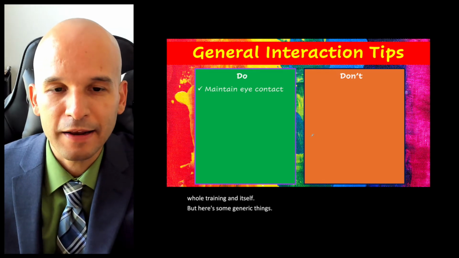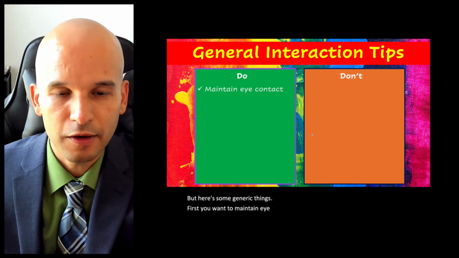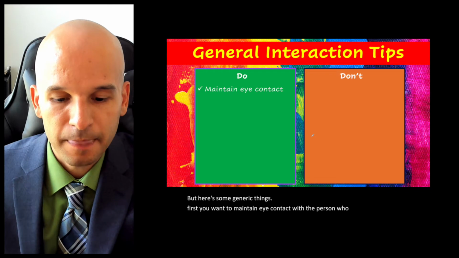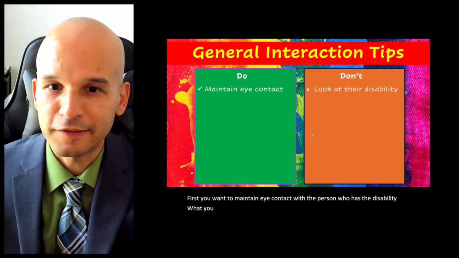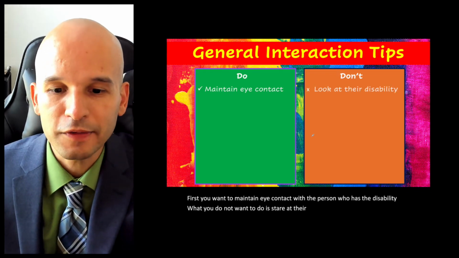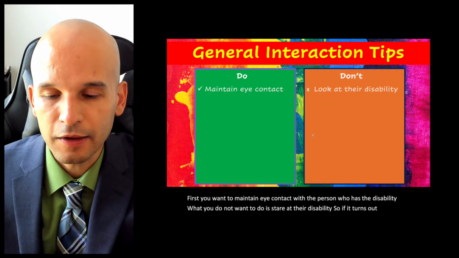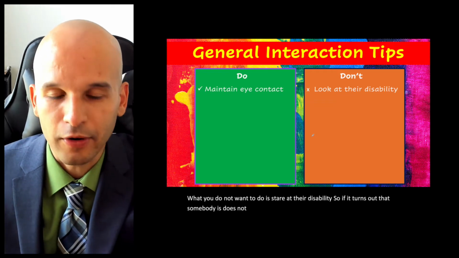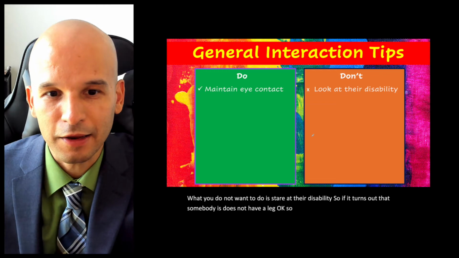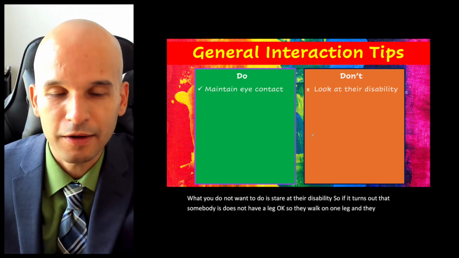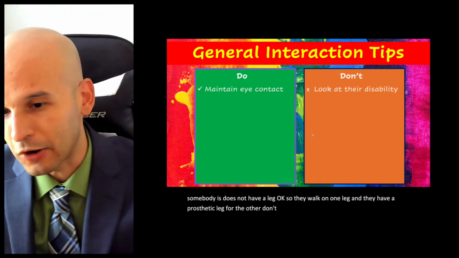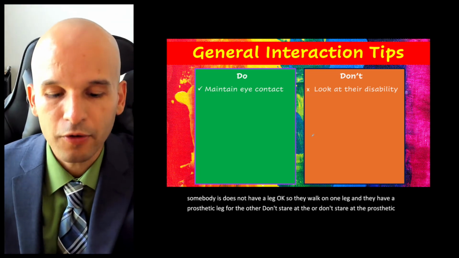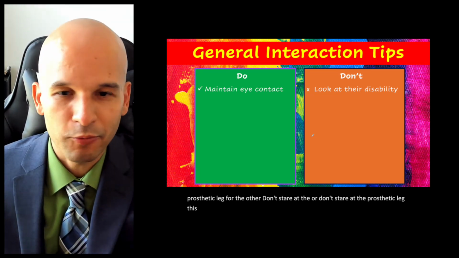First, you want to maintain eye contact with the person who has the disability. What you do not want to do is stare at their disability. So if somebody does not have a leg, okay, so they walk on one leg and they have a prosthetic leg for the other, don't stare at the disability, or don't stare at the prosthetic leg.